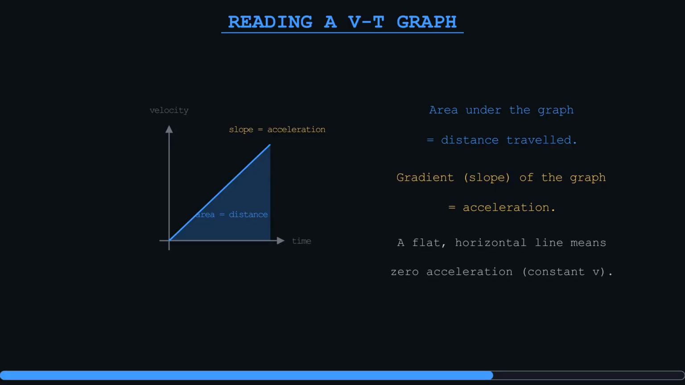A velocity time graph tells you two things at once. The area under the graph gives the distance traveled. The gradient, or slope, of the graph gives the acceleration. A flat horizontal line means zero acceleration, constant velocity, while a rising line means the object is speeding up.